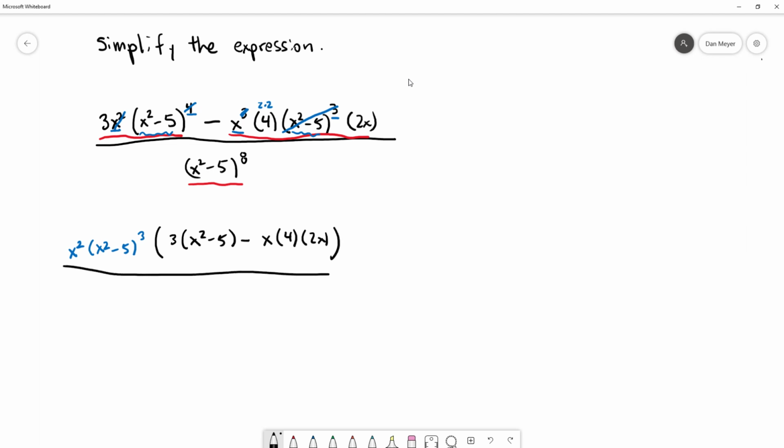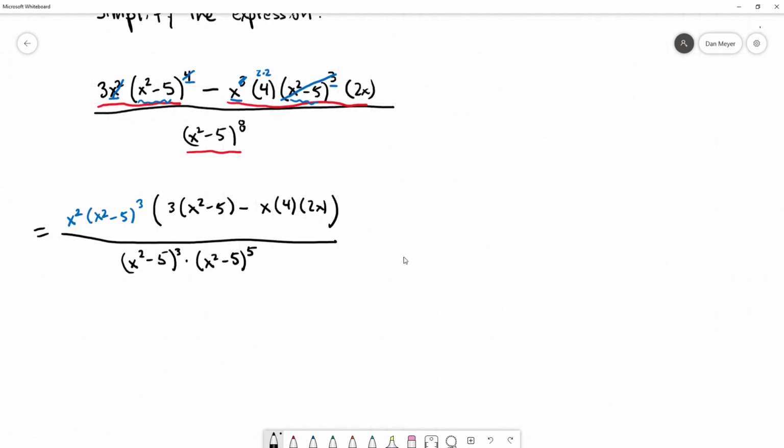And we haven't done much with the bottom. I'm going to preemptively, since we're going to end up doing some canceling too, split off 3 of these x squared minus 5s in the bottom. So x squared minus 5 to the 8, I can split that apart as x squared minus 5 cubed times x squared minus 5 to the 5th, using some properties of exponents. Again, these two expressions are equal, and it's maybe a good idea to indicate that.